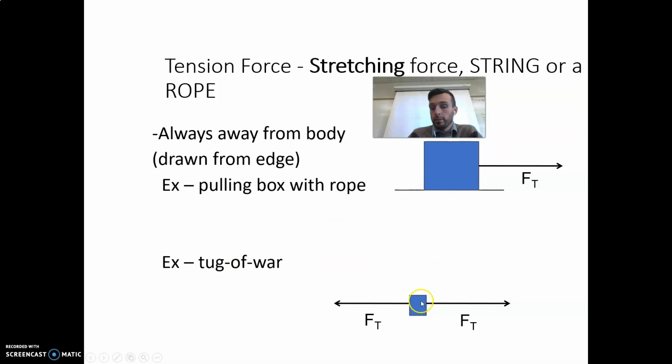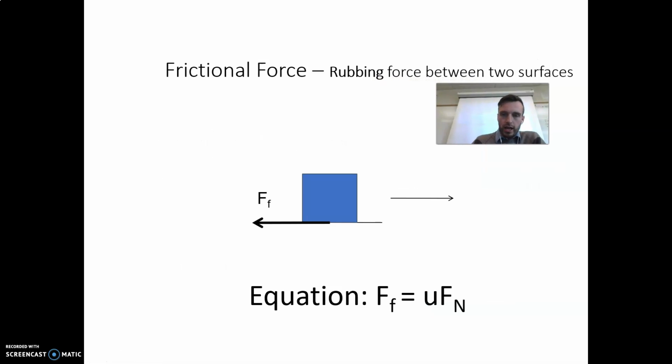If you're having a tug of war, maybe this is the flag or the rope in the middle, then you have tension pulling on either side. And so that's how the force of tension would be drawn. Again, if you need to pause at any time, do so, catch up with those notes. How about friction? All right, friction is anytime you have rubbing between two surfaces. We'll talk about static and kinetic friction later this year.